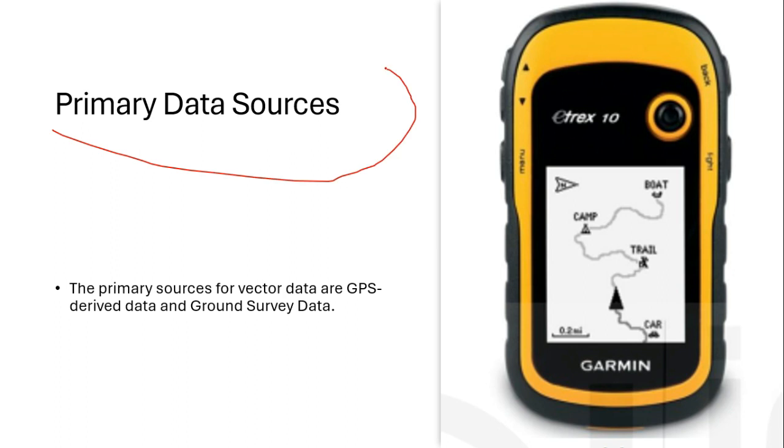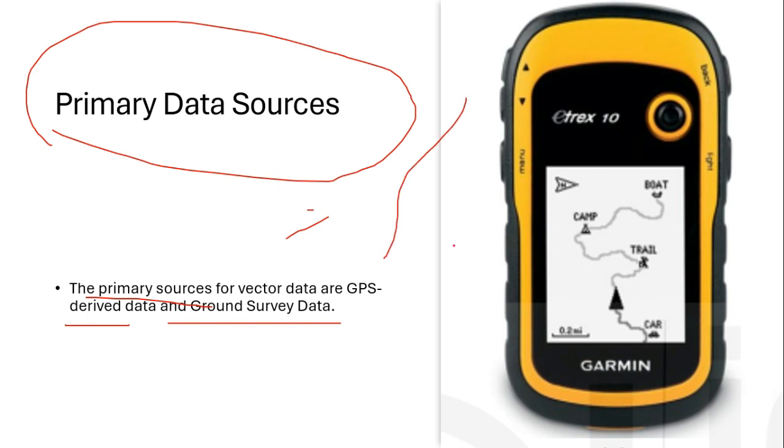So what are some sources of primary data? The primary source for vector data is GPS derived data and ground survey data. Using a GPS instrument, we go to the field and collect latitude, longitude data, point data, or any kind of route mapping or any area survey, area measurement that can be done through a GPS.